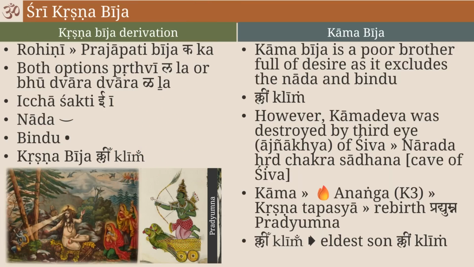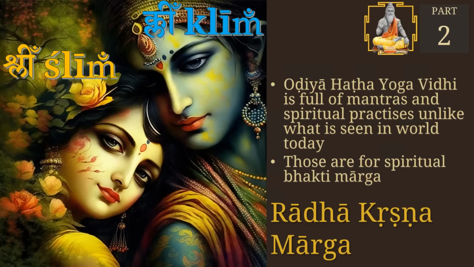Now we come to the next bija. Shlim. Shlim bija. Odia Hatha Yoga Vidhi is full of mantras and spiritual practices, unlike what is seen in the world today. Those are for spiritual bhakti marga. Radha Krishna marga is a bhakti marga, which is for people of Kali Yuga, so that you have a chance to get moksha, and there is a clear-cut formula attributed to this. And this formula is associated with the Rath Yatra of Jagannath Temple in Puri.